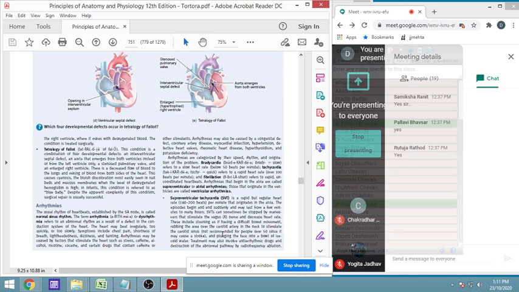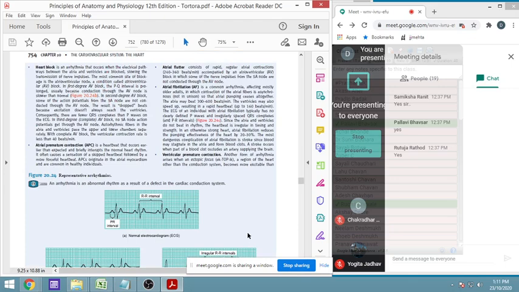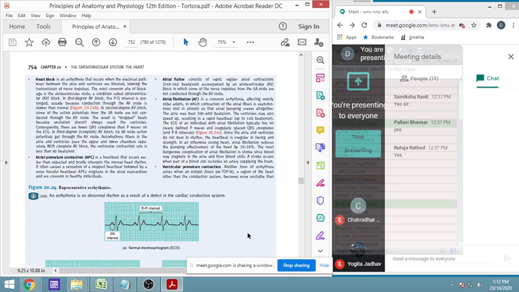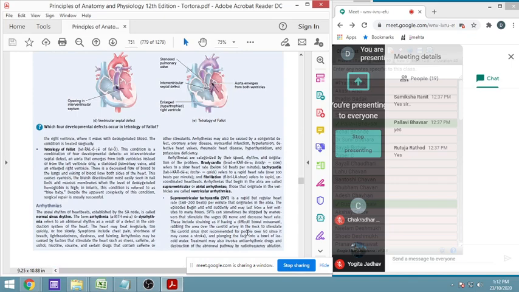Okay, so examples, supraventricular arrhythmias or supraventricular tachycardias, where a rapid but regular heart rate is there, which is having 160 to 200 beats per minute, that will originate in the atria, and the episodes will begin and end suddenly and may last from a few minutes to many hours.